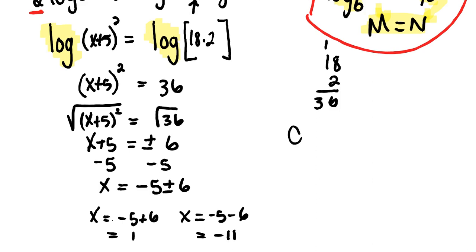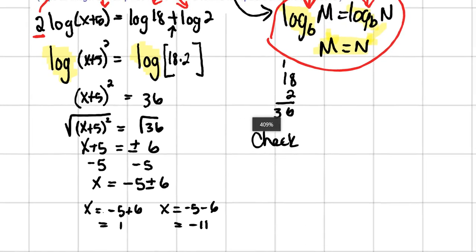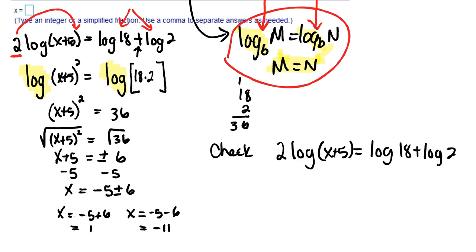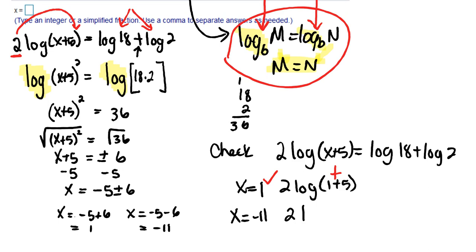And we need to check. So let's check. Our original is 2 log of x plus 5 equals log of 18 plus log of 2. So I'm checking the x equals 1. If I were to plug a 1 in for my variable, would I have a positive in here? And I would, so I can keep that. If I plug in a negative 11 in for my variable, that gives me a negative inside the log. You can't take the log of a negative, so I'm going to throw that solution away. And the only solution would be 1.